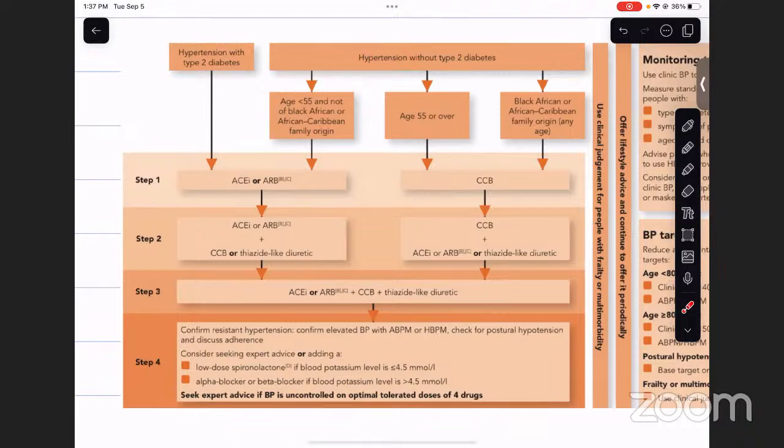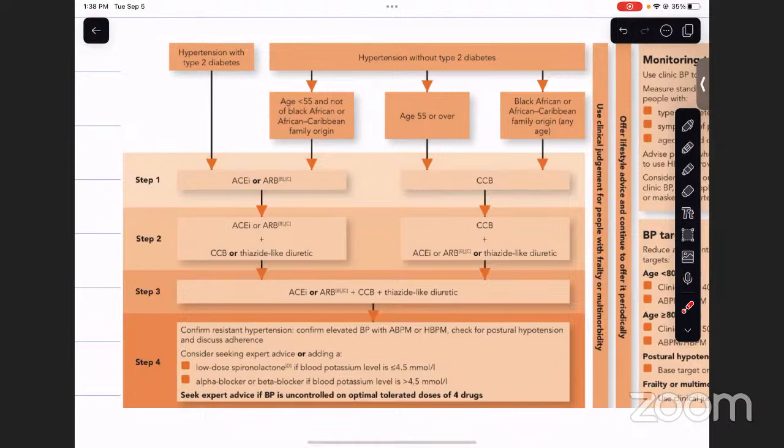Okay, patients without type 2 diabetes are categorized into 2: age less than 55 and not of Afro-Caribbean family descent, and age 55 or over or Afro-Caribbean descent. If the scenario gives that the patient is of Afro-Caribbean descent, the first line drug will be calcium channel blockers, although age is less than 55. Here, if age is less than 55 and not Afro-Caribbean, the first line drug will be ACEI or ARB. If age is 55 or over or Afro-Caribbean descent, the first line drug will be calcium channel blockers. So here is step 1 management of hypertension.